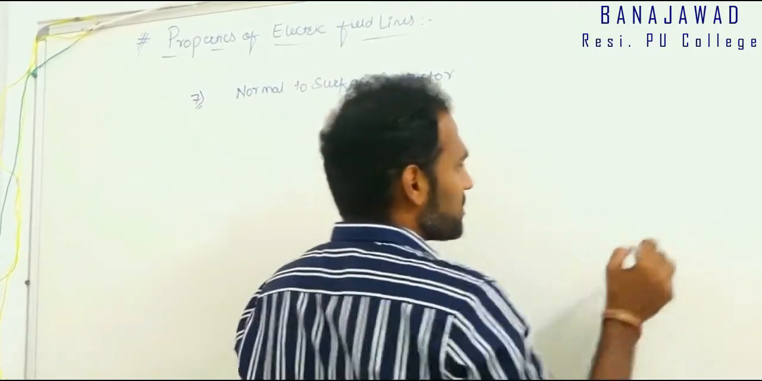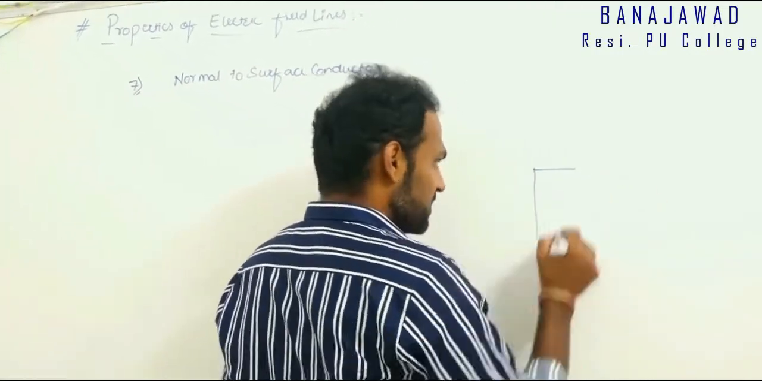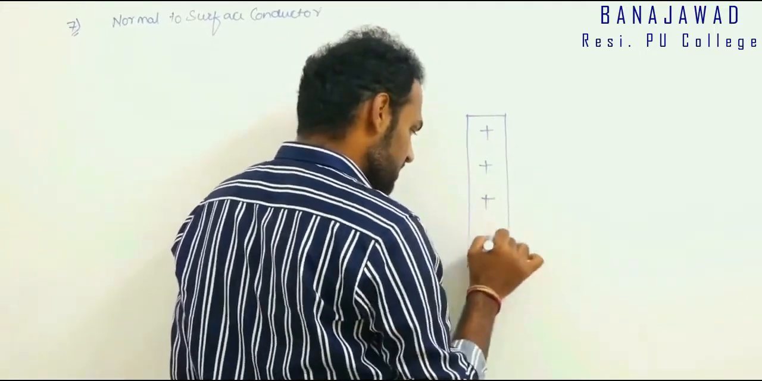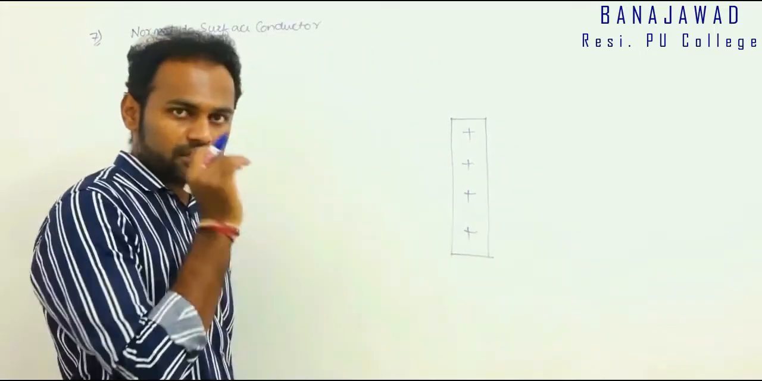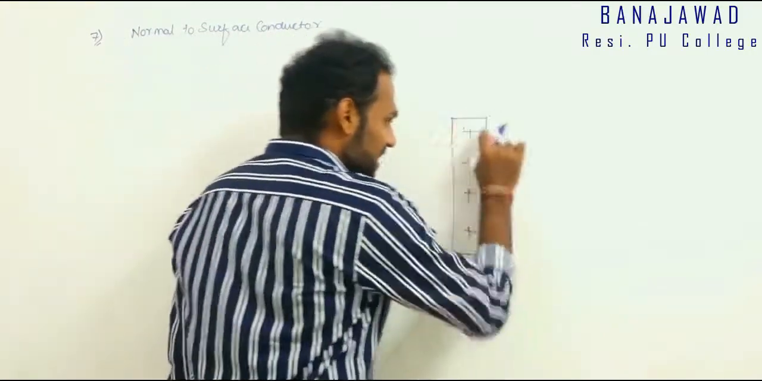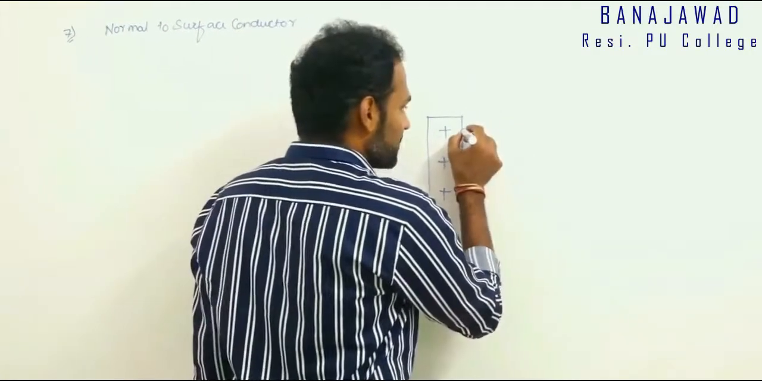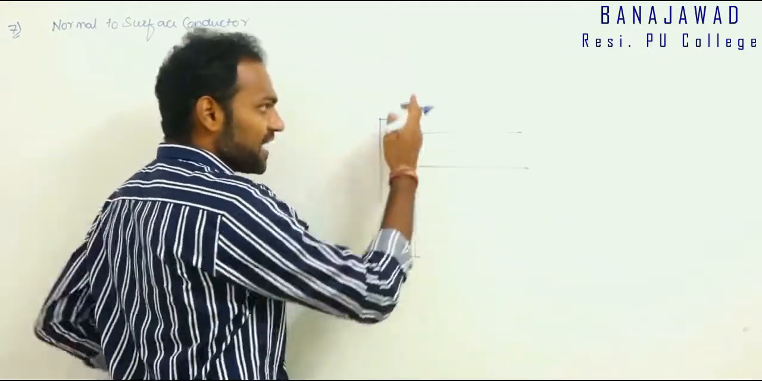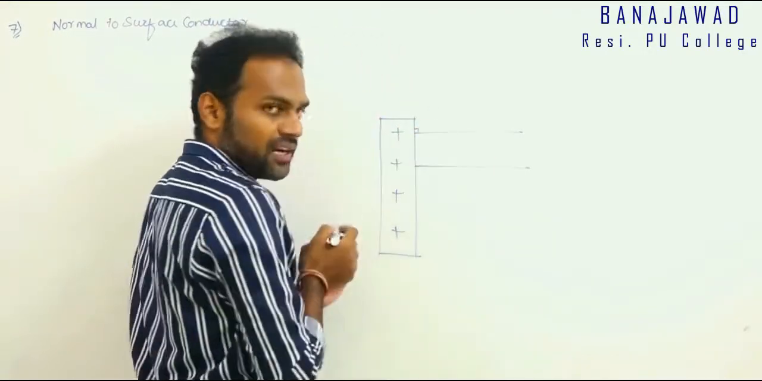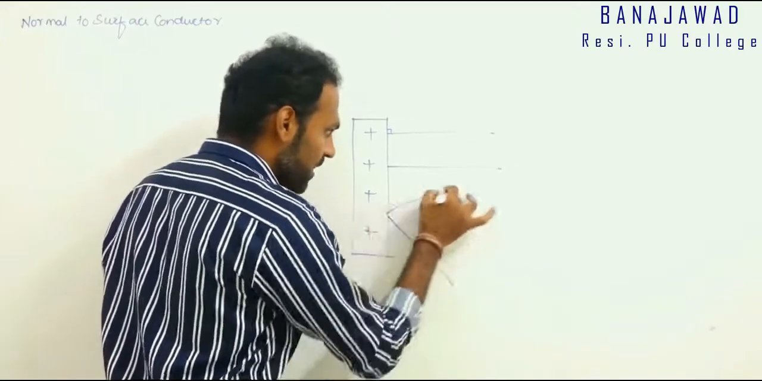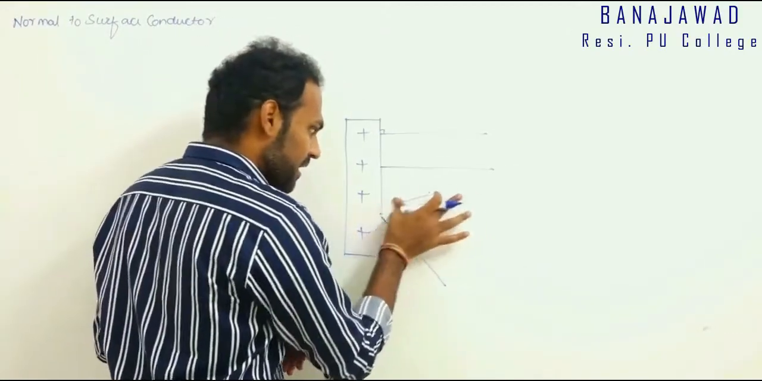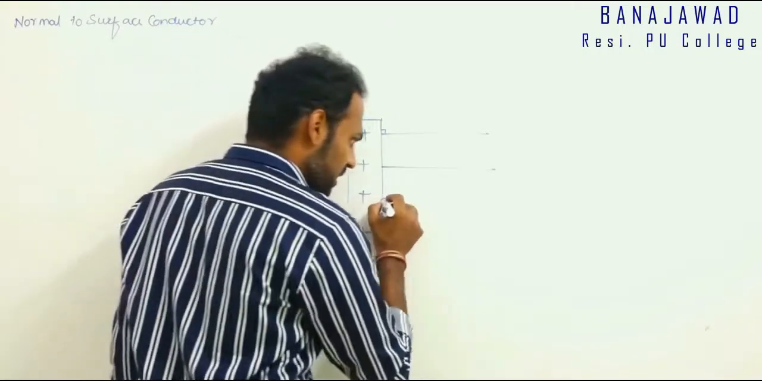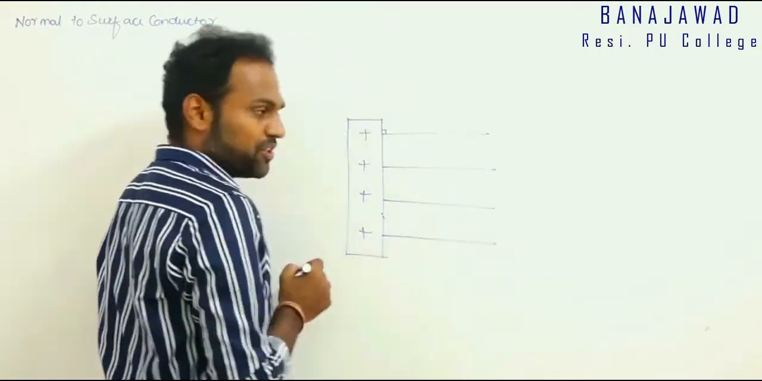See, how normal to the surface of conductor means how? If this is a plane conductor which is positively charged, for this conductor, electric field lines should always be normal like this. Normal means it has to be perpendicular to the surface of the conductor. It cannot be like this. The electric field lines will always be normal to the surface of conductor. So this is how the electric field lines should be shown.